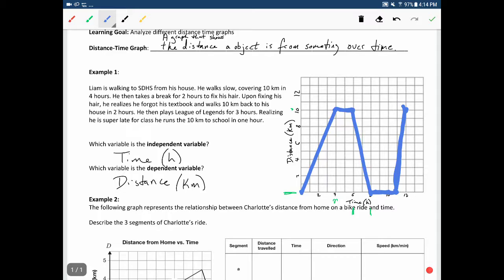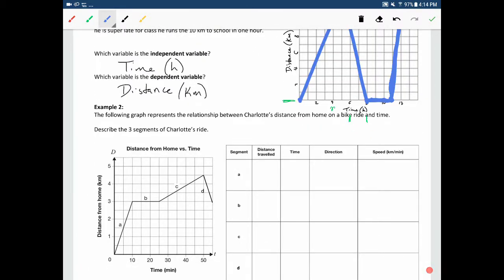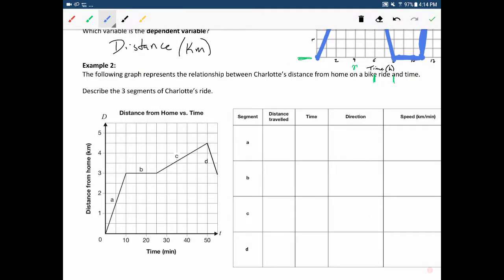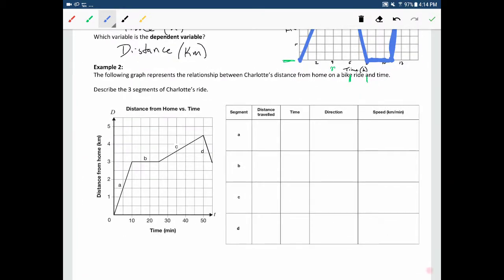All right, so let's take a look at another one. This one, it's actually done for us, so we're going to talk about what has actually happened here. The following graph represents the relationship between Charlotte's distance from home on a bike ride and time. So we're going to describe the 3 segments of Charlotte's ride. I actually see 4 segments, so we'll describe the 4 segments.